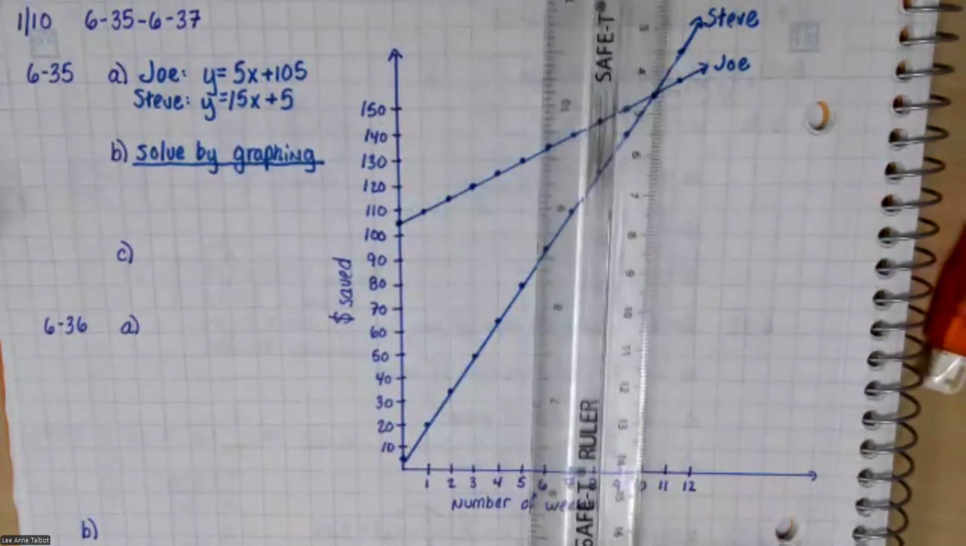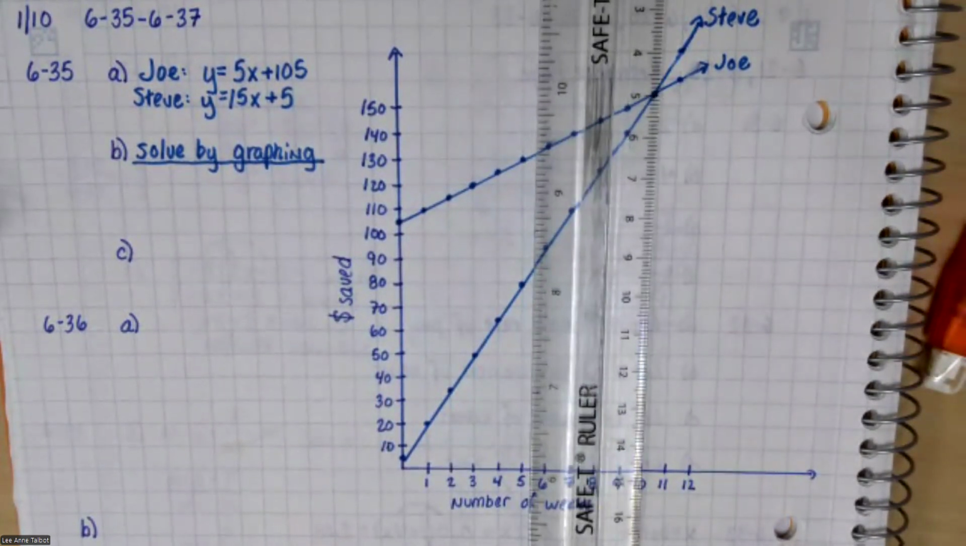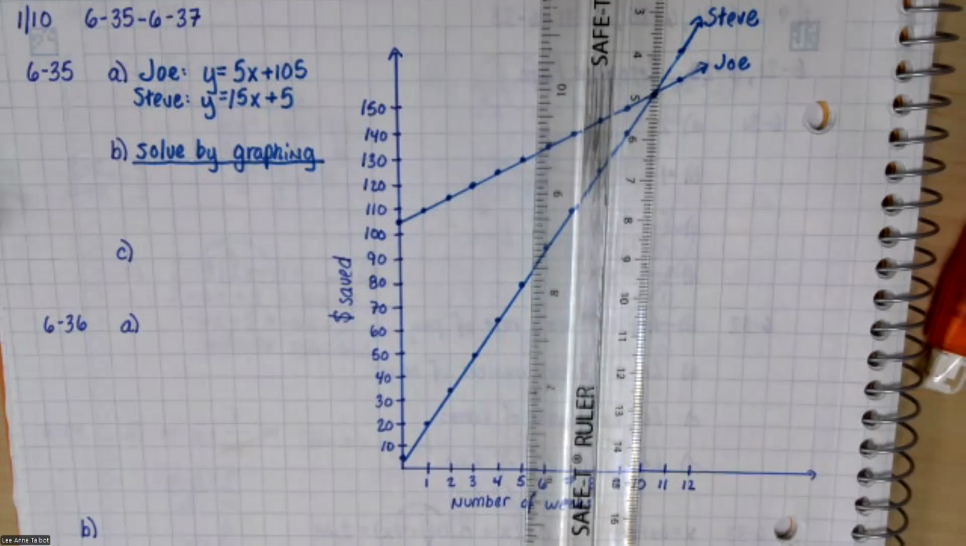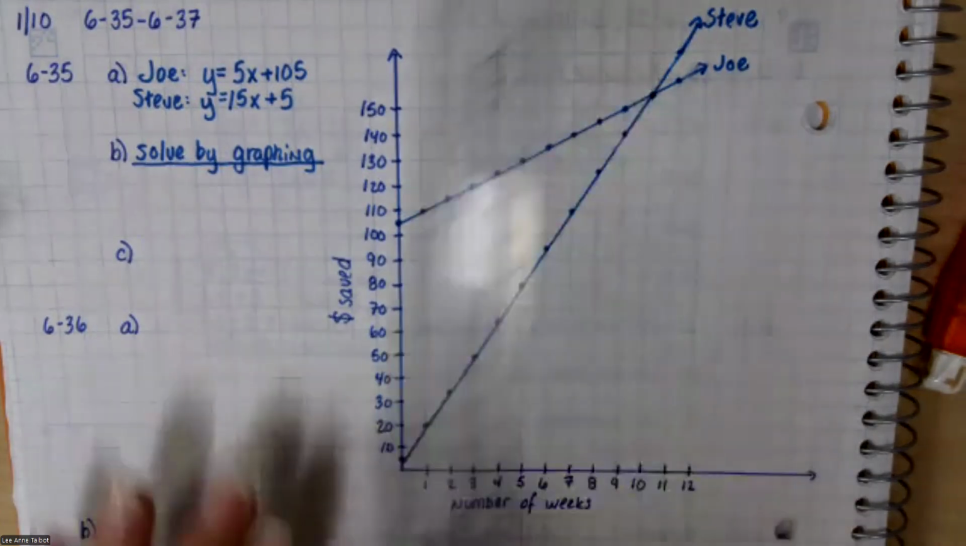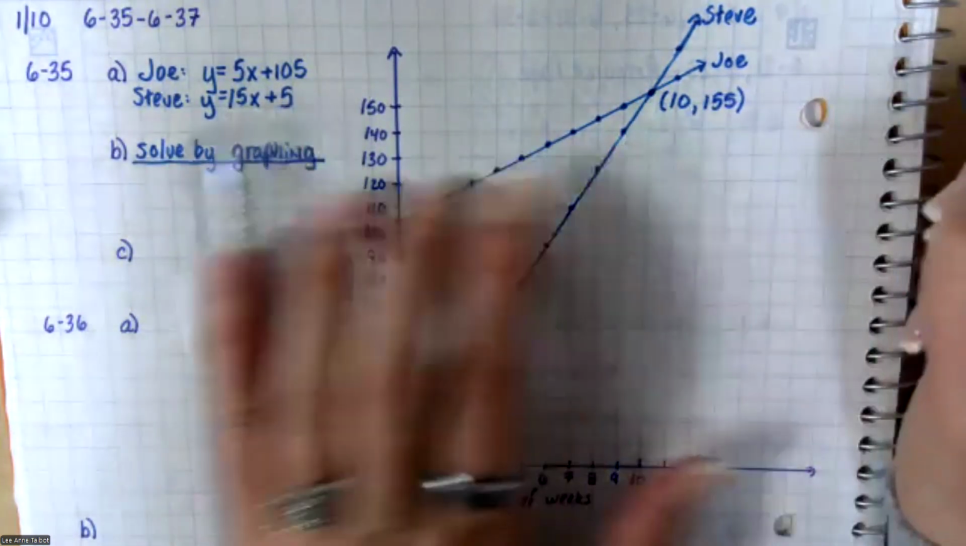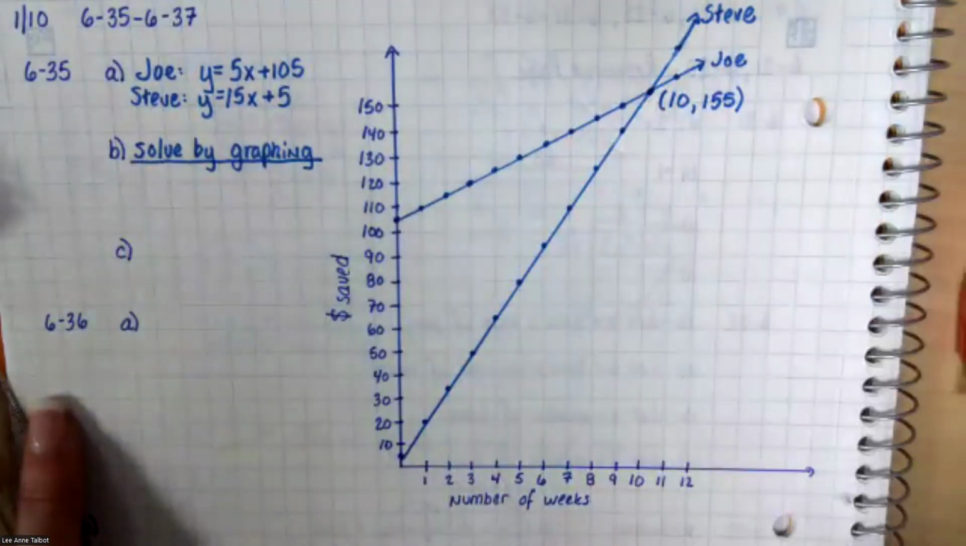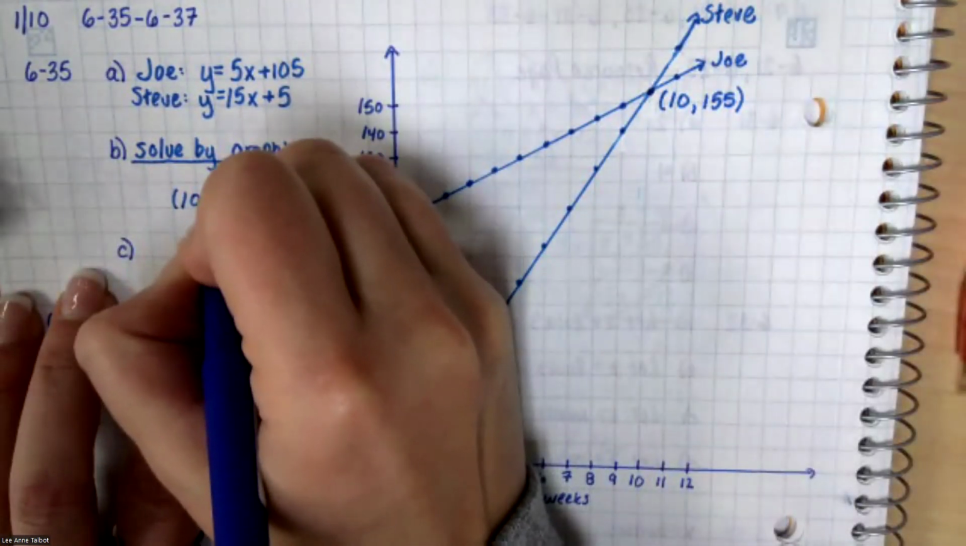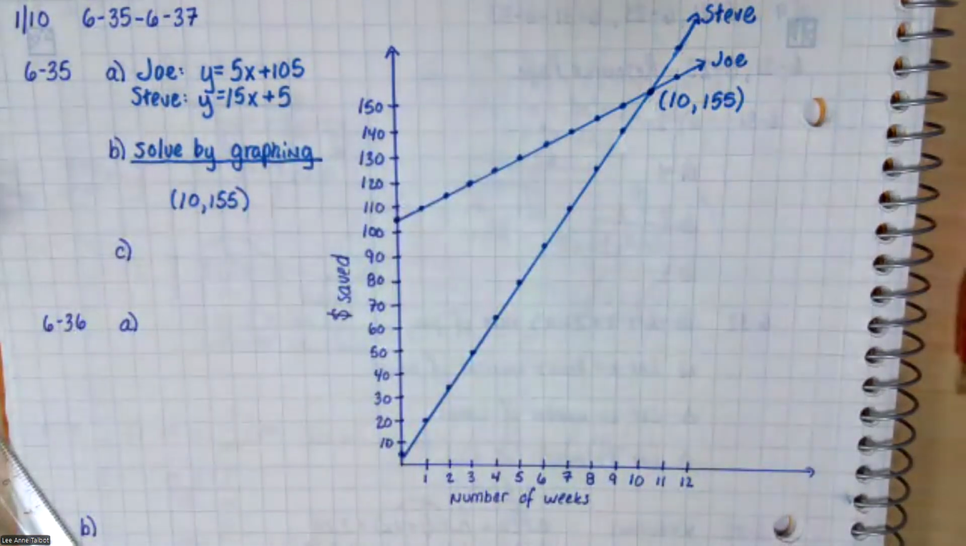Okay, so I'm just going to take my ruler here and use it to help me figure out what the solution is, because that coordinate's way far up there. How many weeks is it? 10. And can you tell from the picture how much money they both have? 155. Great. Okay. So we're going to do a couple of things. First, we're going to label this. And we're going to put the answer there.